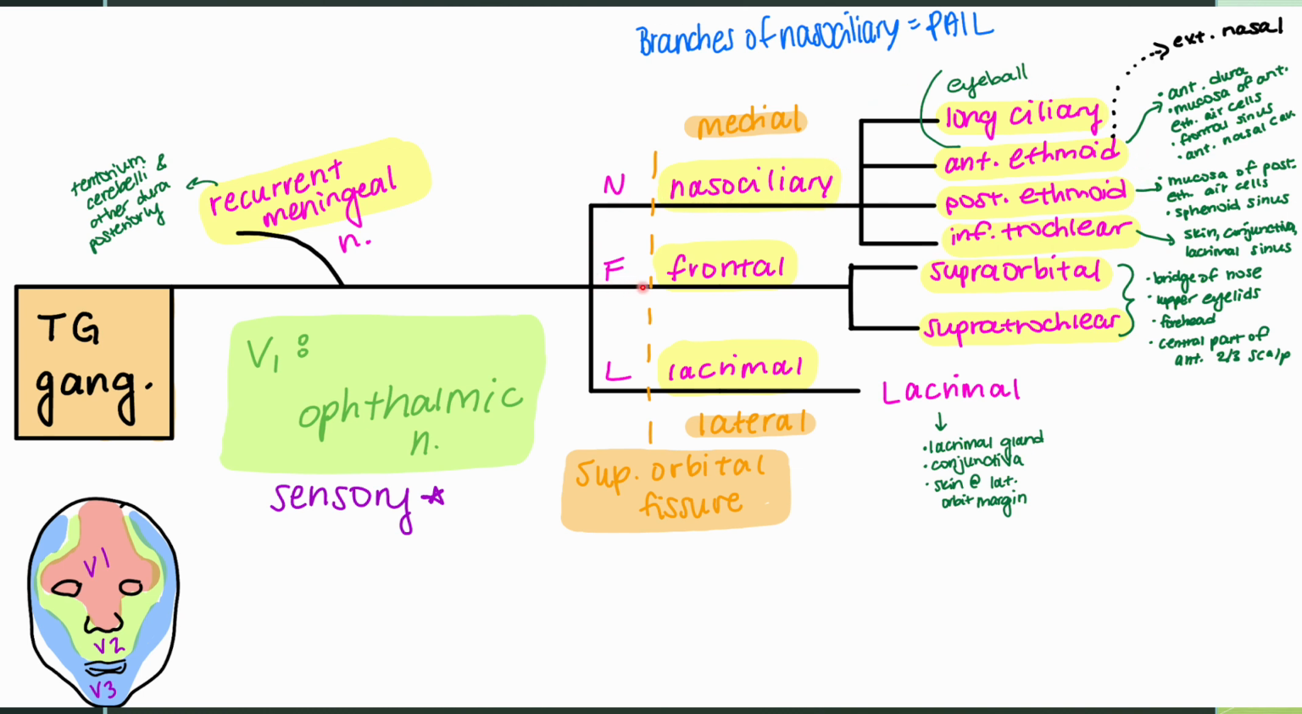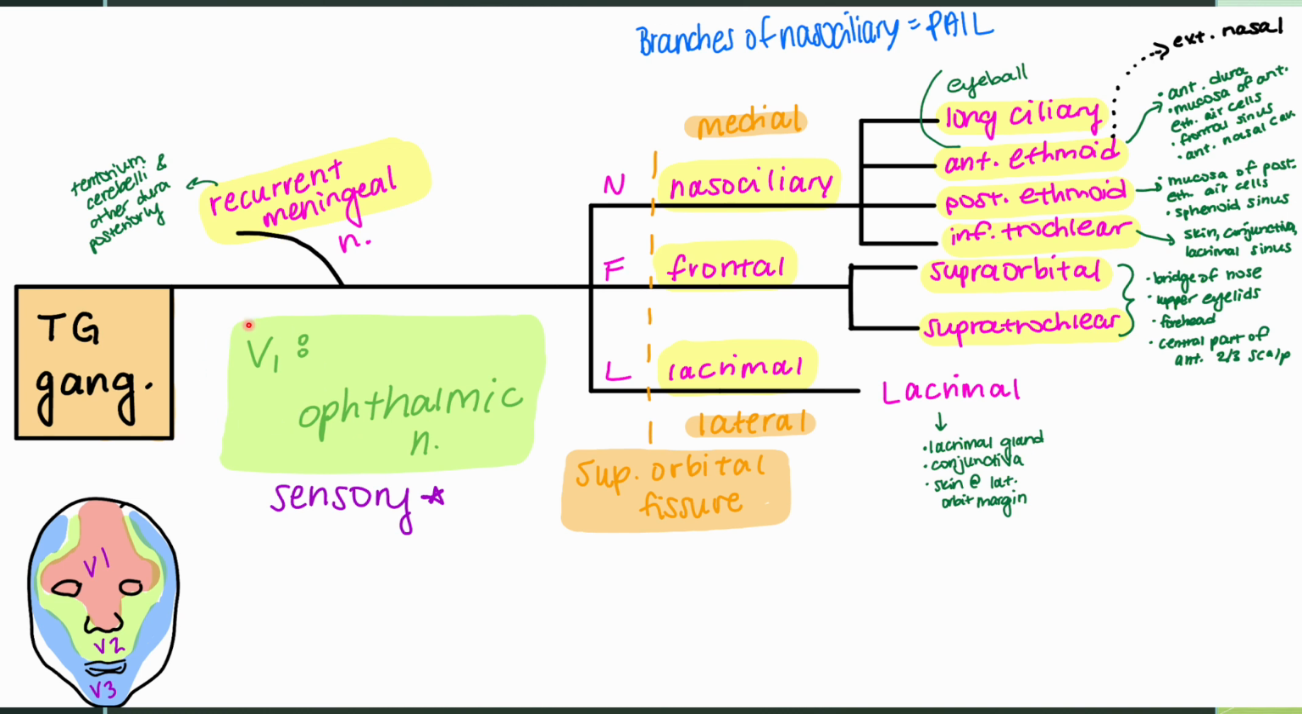Then you have the F branch, the frontal branch. So that just branches into 2, the supraorbital and the supratrochlear. And those supply the bridge of the nose, the upper eyelids, the forehead, and the central part of the anterior 2/3 of the scalp. And then the last branch is the lacrimal branch, the most lateral, and it's called the lacrimal nerve. So it goes to the lacrimal gland, conjunctiva, skin at the lateral orbit margin. And all three of those branches and all the terminals off of that make up the entire V1.